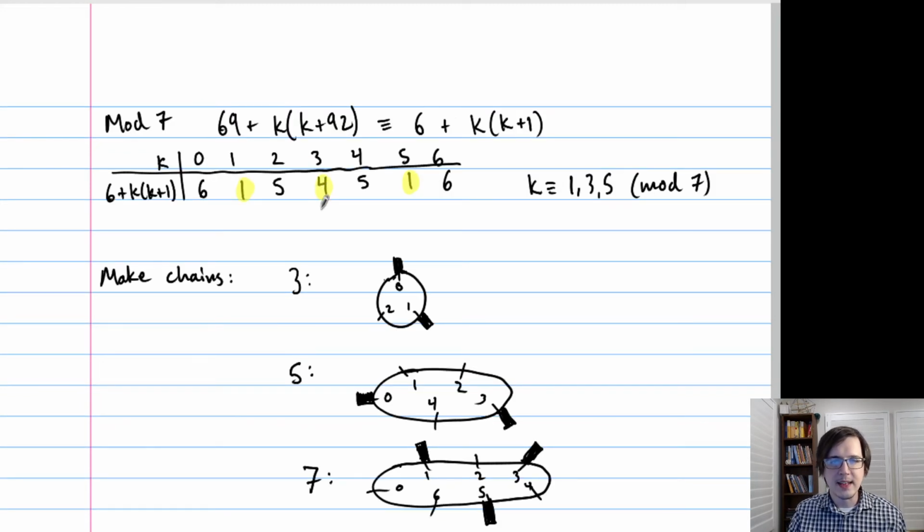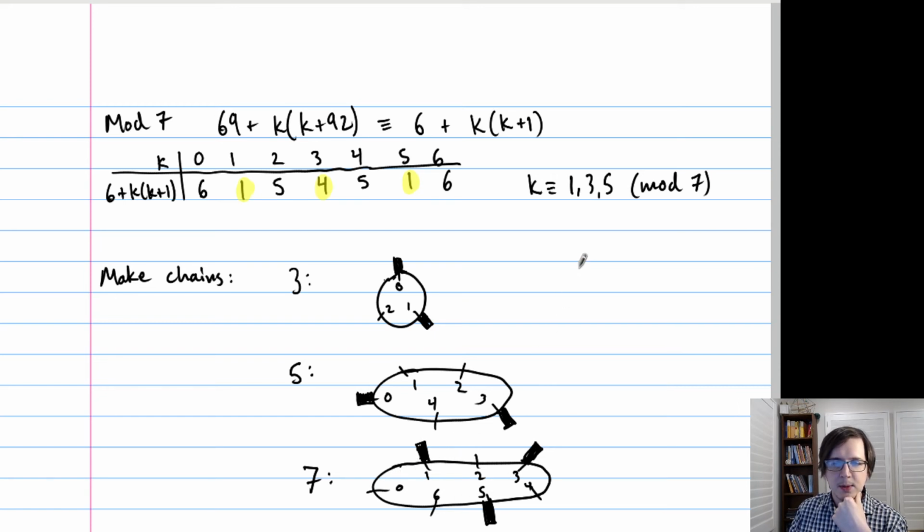And also mod 7, I did that too. And so 0, 2, 4, and 6 are excluded because those values do not give quadratic residues. So if we were to then turn this into a bunch of chains that could run on a machine, well, we know that k has to be 0 or 1 mod 3, 0 or 3 mod 5, and 1, 3, or 5 mod 7.